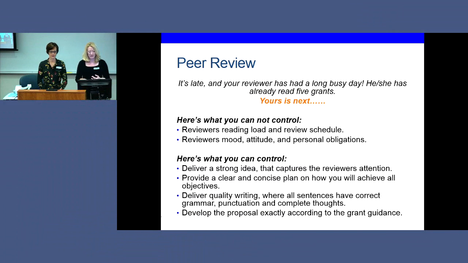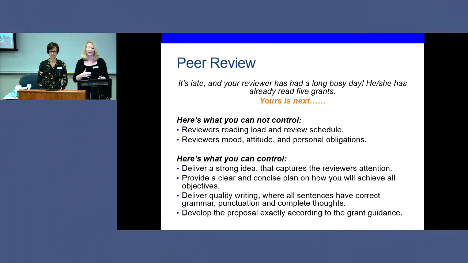You want to be clear and concise, and go back to those objectives. You want to make sure that your objectives are clear and understandable so that your peer reviewer knows what you're trying to achieve and how you're going to get there. And you want to make sure that you deliver quality writing. We can't express enough that grantsmanship is critical, because if it's not well written, punctuation is not in place, and it doesn't flow well, your peer reviewer can get irritated very quickly.